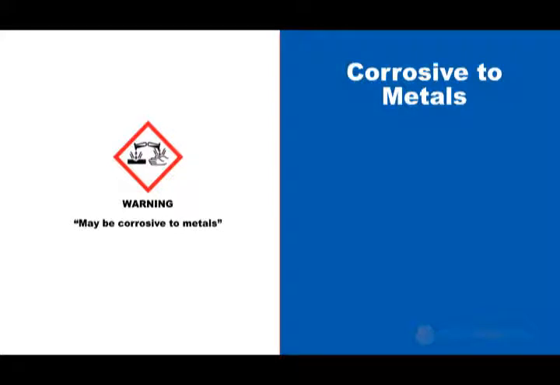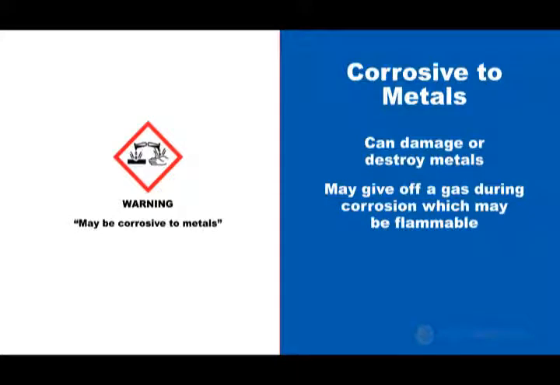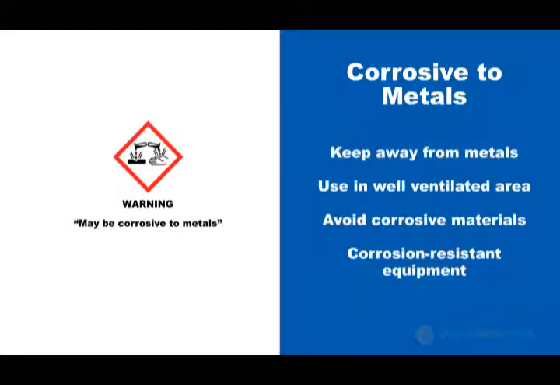Corrosive to metals includes chemicals that can damage or destroy metals. These products may also give off a gas during corrosion, which may be flammable. Precautions include keeping the product away from metals, using the product in a well-ventilated area, avoiding contact with corrosive materials, and using corrosion-resistant equipment.